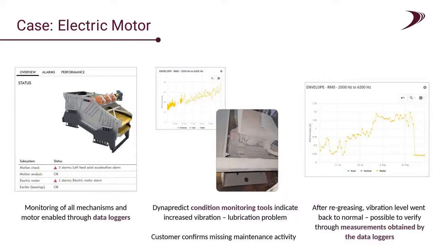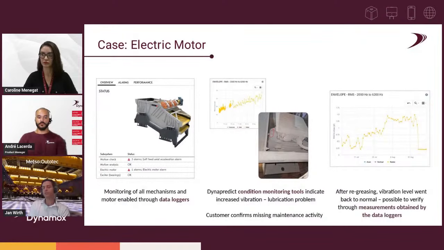As we then engaged with our customer, it was identified that a re-greasing interval was skipped by mistake, and so the customer was able to re-grease the motor. Essentially, what you can see on the right-hand side is how the vibration level dropped back to normal.